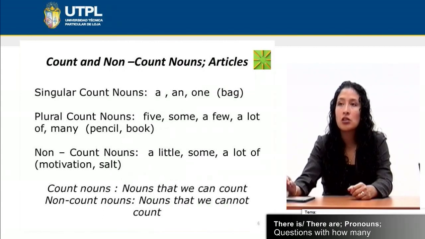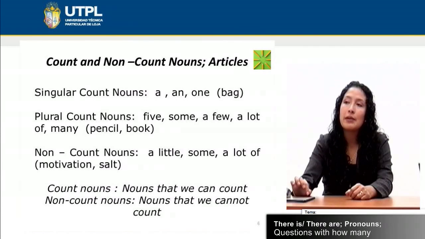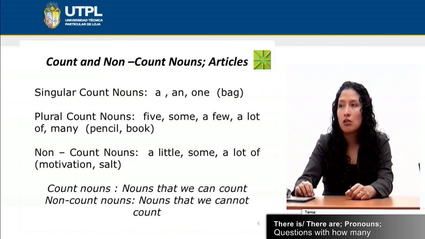When talking about countable and non-countable nouns and articles, we have very different explanations. For example, with singular countable nouns, we usually use the following ones: a, an, or one. For example, a bag, an architect, one car, or one pencil, and many other examples.